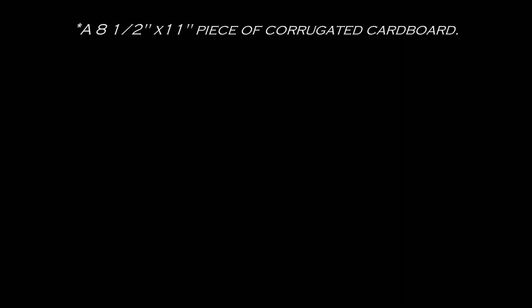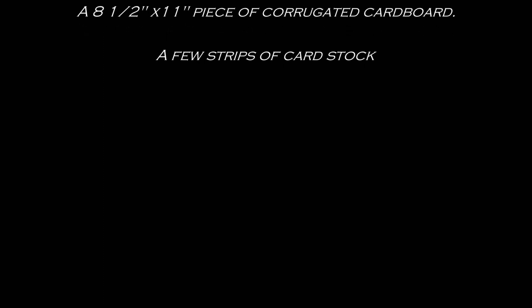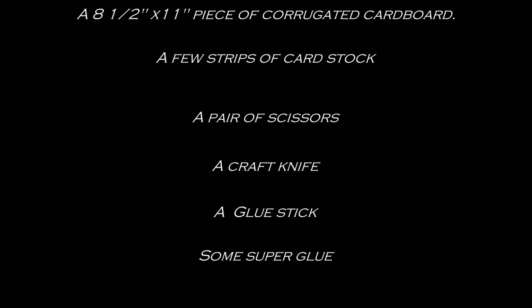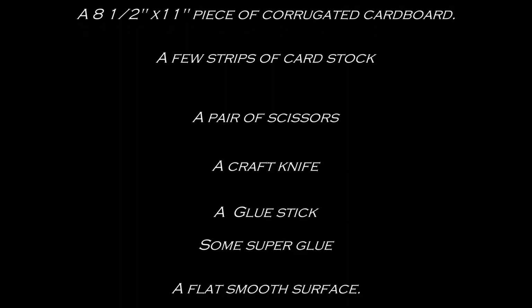You're going to want to have a couple copies of your ground plan as well as your elevations before we get started. And these items. For this exercise, you will need an 8.5 by 11 inch piece of corrugated cardboard, a few strips of cardstock, a pair of scissors, a craft knife, a glue stick, some super glue, and a flat, smooth surface.